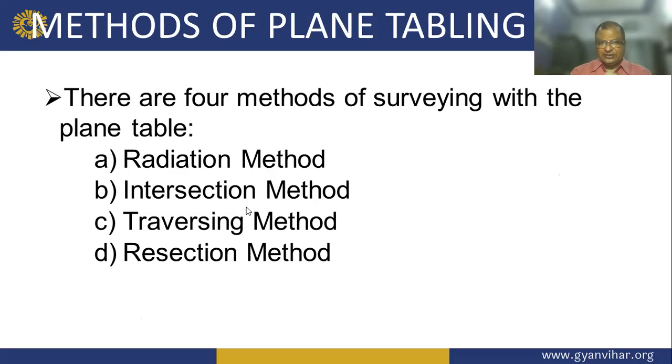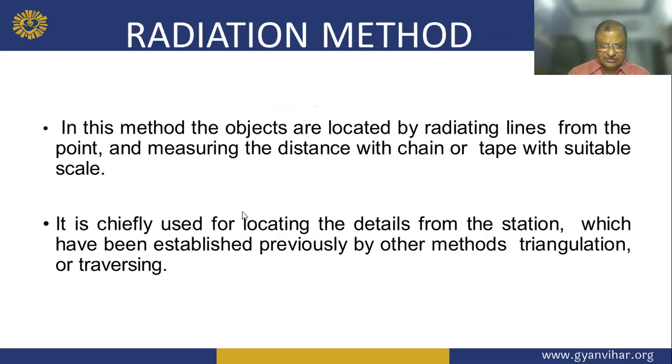Now, there are four methods of surveying with the plane table. First, radiation method. Second, intersection method. Third, traversing method. And fourth, resection method. Radiation method. In this method, the objects are located by radiating lines from the point and measuring the distance with chain or tape with a suitable scale.